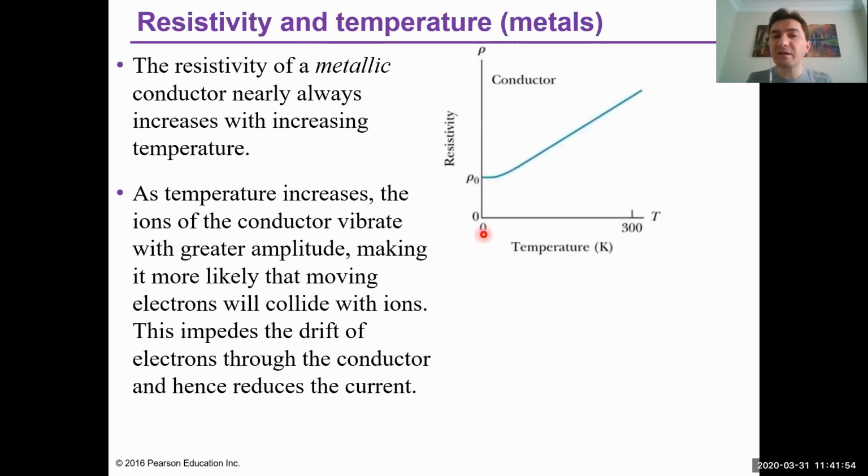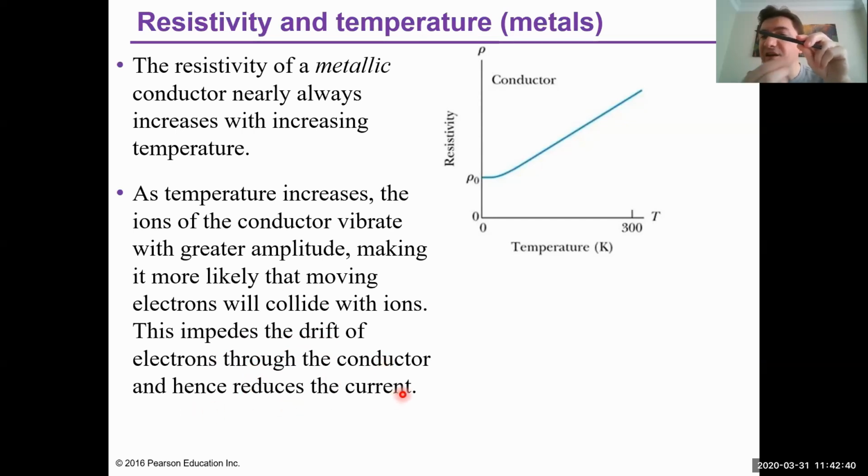So what do you see here, that if you increase the temperature, resistivity of metal increases. Resistivity of that material increases if it is metal and if you increase the temperature of that metal. As temperature increases, the ions of the conductor vibrate with greater amplitude, making it more likely that moving electrons will collide with ions. So if you heat the metals, the electrons will collide with the ions within the metal. This impedes the drift of electrons through the conductor and hence reduces the current.